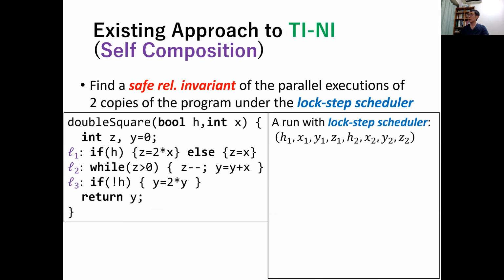Okay, so here's a well-known way to verify TINI. It's called self-composition. The rough idea here is to find a safe relational invariant that relates the states of 2 copies of programs under a lockstep scheduling.